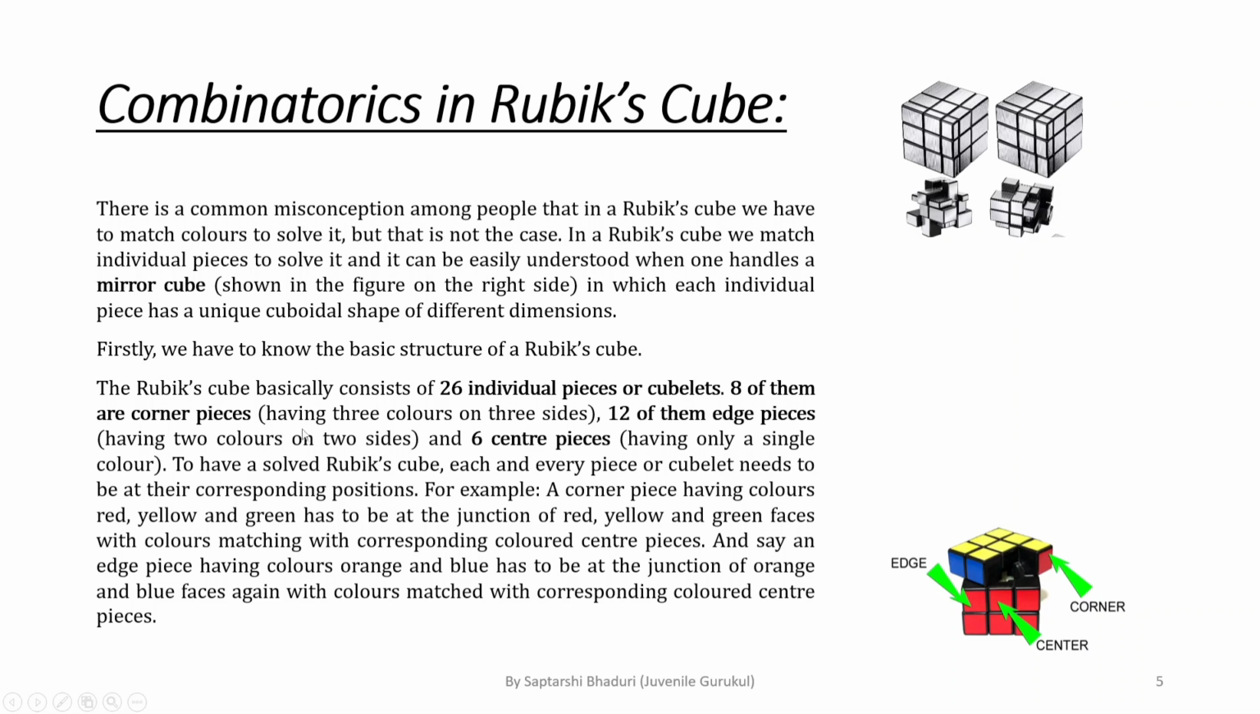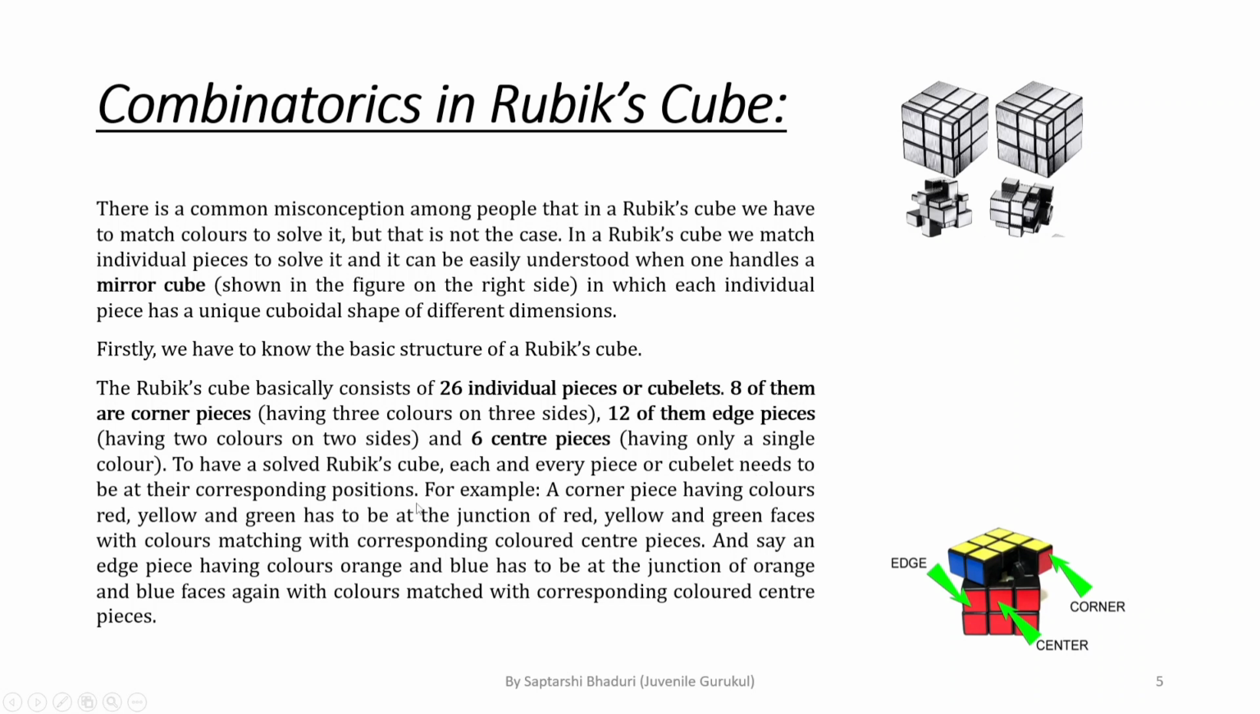8 of them are corner pieces. So, for example, this one is a corner piece, this one is a corner piece, that on the back is also a corner piece. Here it is also a corner piece. There are 8 of them. 12 of them are edge pieces. This one is an edge piece. This is also an edge piece. This is an edge piece as well. 12 of them are there. And 6 are centerpieces. This is a centerpiece. This is a centerpiece.